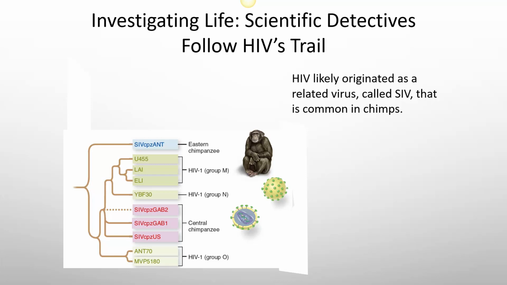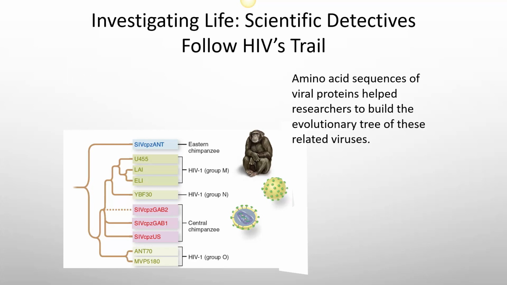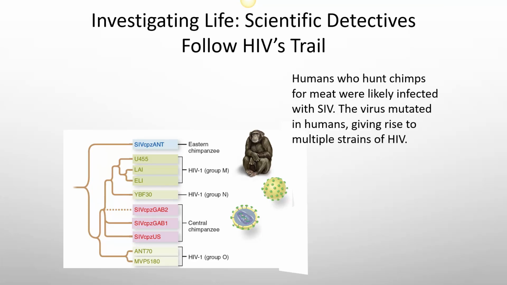So kind of going back to the whole virus thing, following HIV's trail. HIV likely originated as a related virus called simian immunodeficiency virus, or SIV, and that's common in chimps. Amino acid sequences of viral proteins help researchers to build the evolutionary tree of these related viruses. Humans who hunt chimps for meat were likely infected with SIV. The virus mutated in humans, giving rise to multiple strains of HIV.